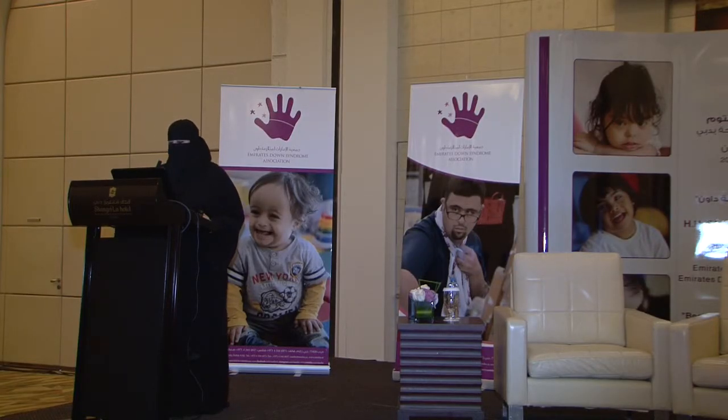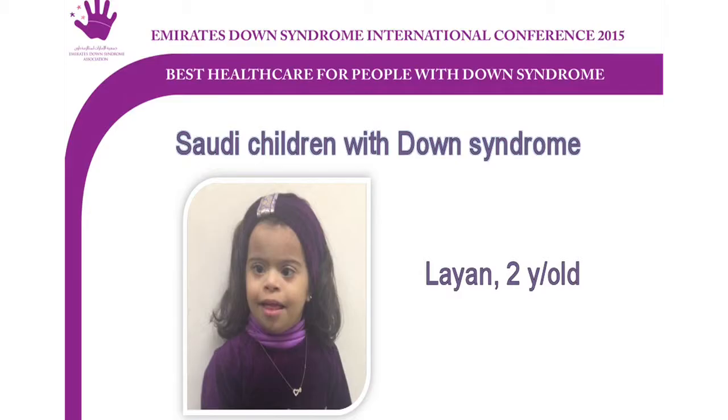Now I will talk about Saudi children with Down syndrome. This is Layan, one of my patients. She's 2 years old. As you can notice, she has left ET, or we can call it left esotropia. Her left eye is turning in. It's non-accommodative esotropia. She's on the waiting list for surgery for squint.